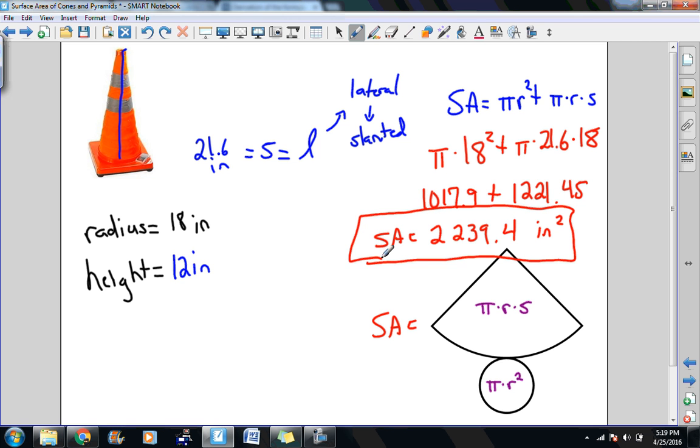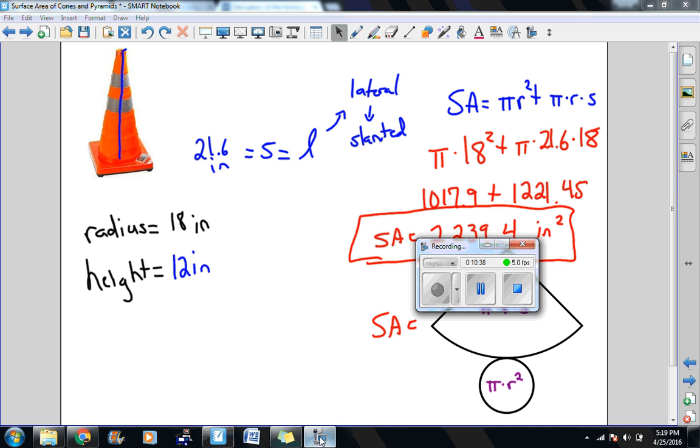So, surface area is tough, especially of cones. If you are lost, this formula right up here is one of the only times I want you to have a formula written down in your notes, because I will not give you that formula on the quiz. As always, if you have any questions, please let me know.